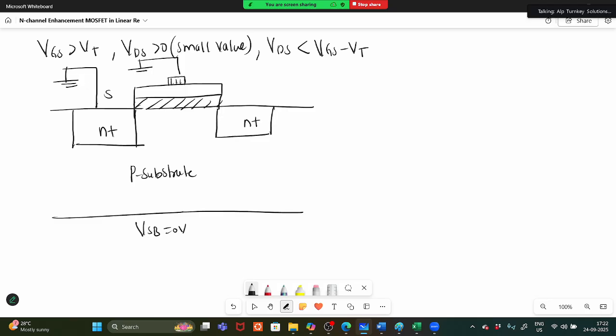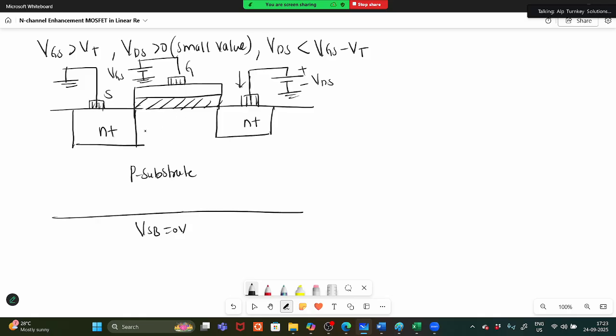You are applying a positive voltage with respect to source. This is the gate, and this is VGS. Here this is metal, and here also you have metal, and in this you are applying a positive voltage. This is VDS. There is an ID current flowing from drain to source.